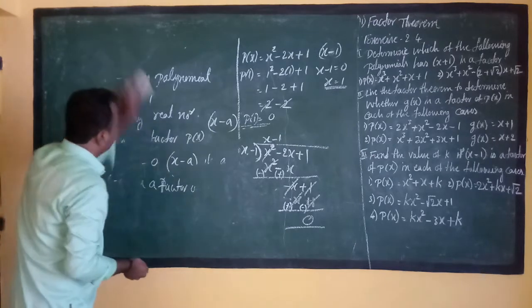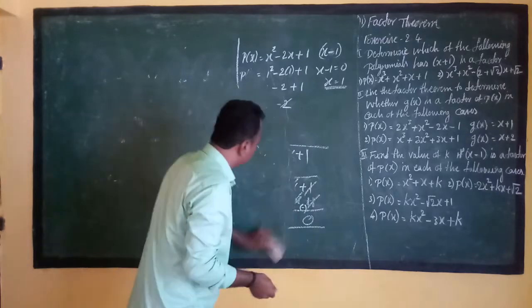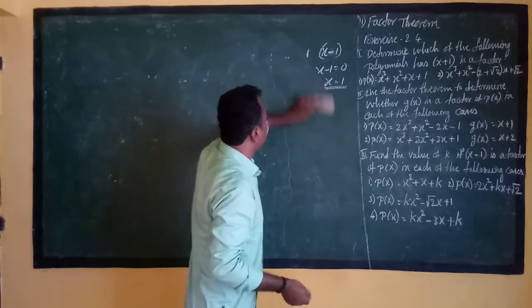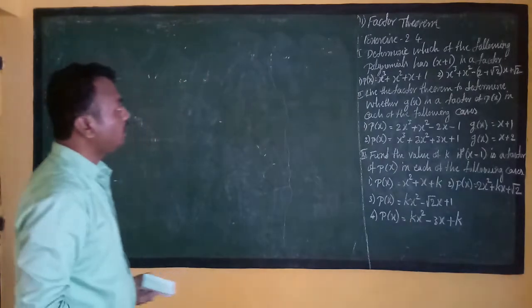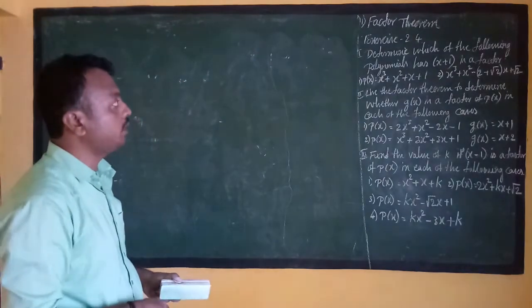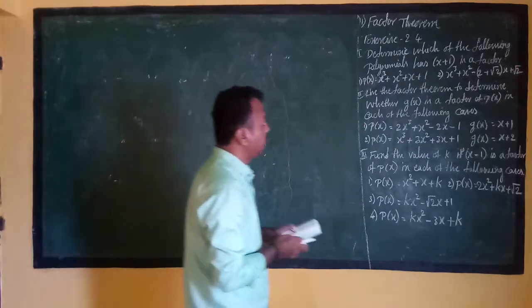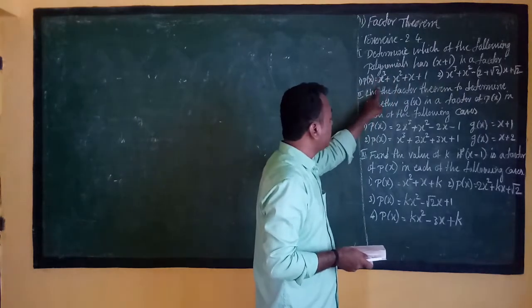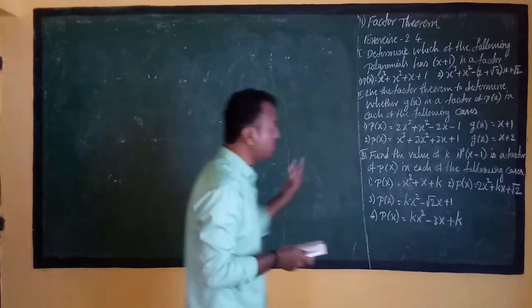I hope you understand the factor theorem. Okay. So next, exercise problems, you have to solve. So what are those exercise problems? First one: determine which of the following polynomials has x plus 1 as a factor. So let us check it. X plus 1 is one of the factors. Is it a factor of this p of x or this p of x? I don't know. We have to calculate it. We have to check it.